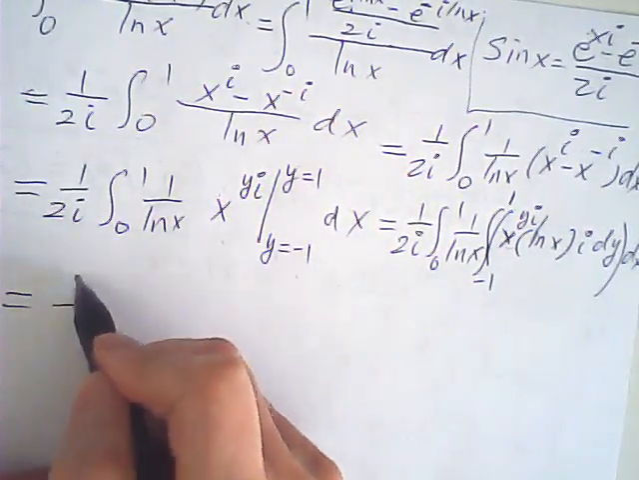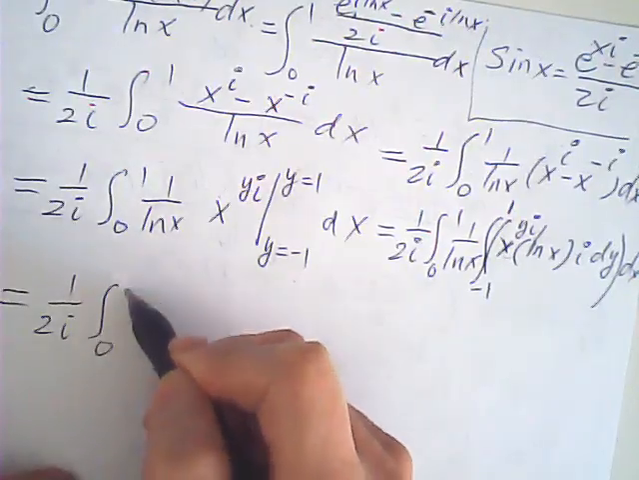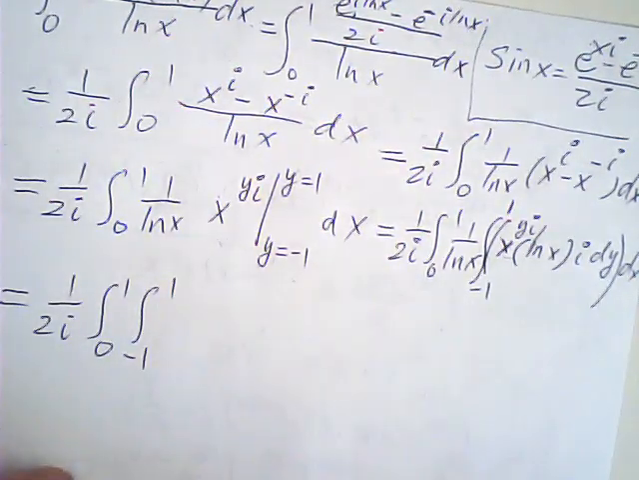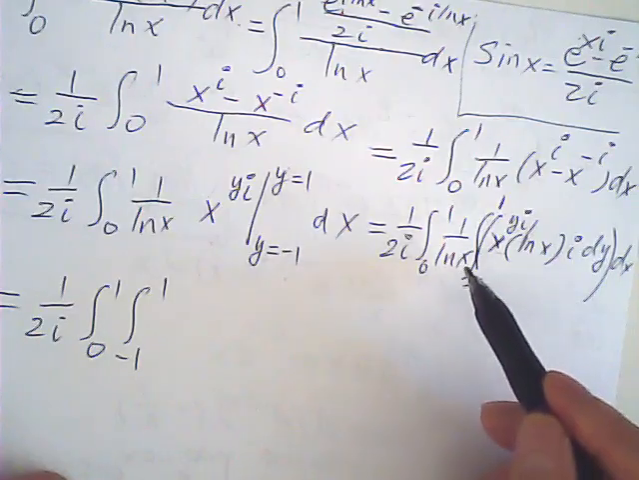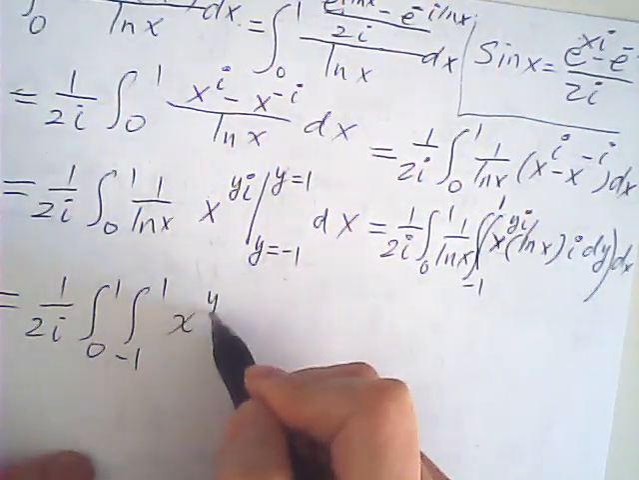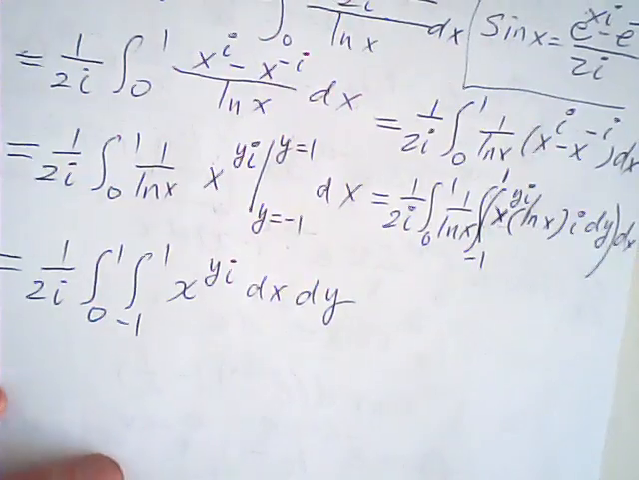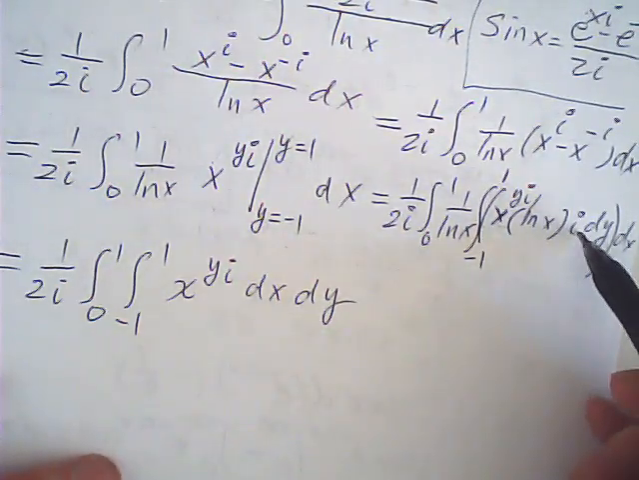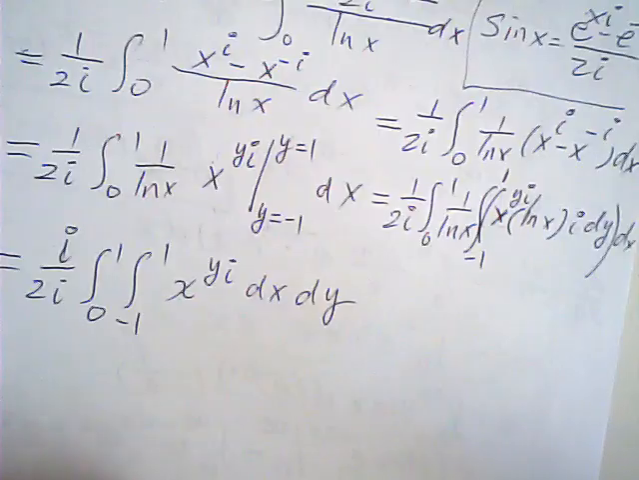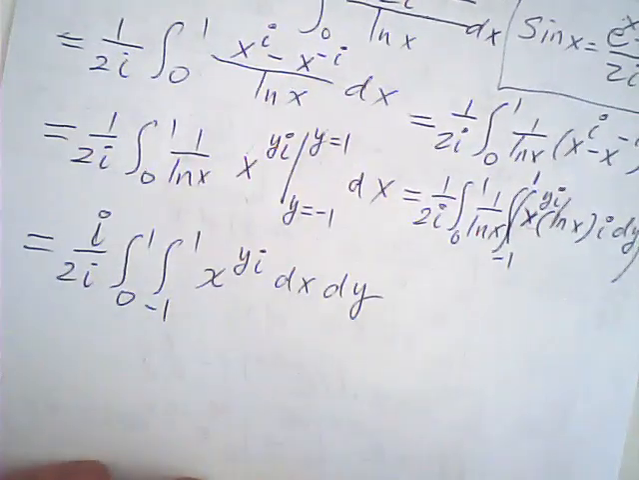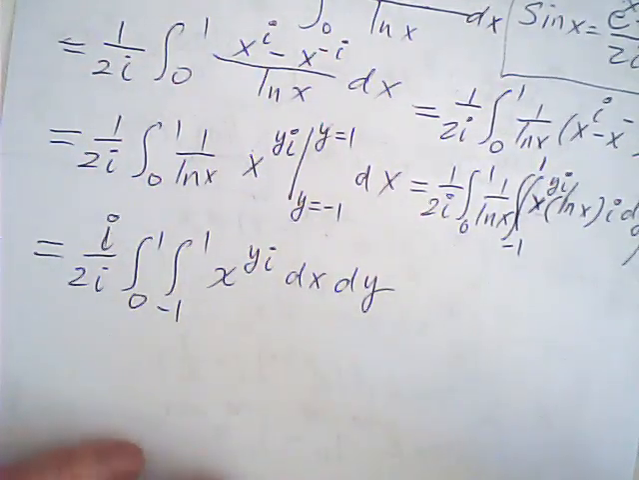So then my whole integral becomes a double integral, while log x cancels out. So it becomes x to the y, dx and dy. The i cancels out, right? Okay, good. Now we can switch the order of integration.